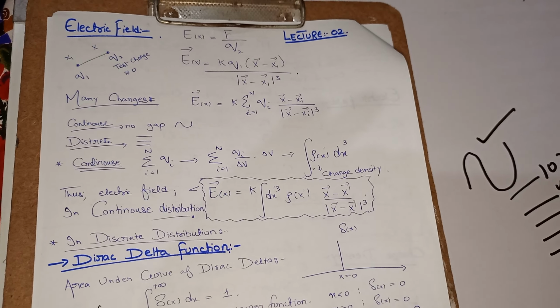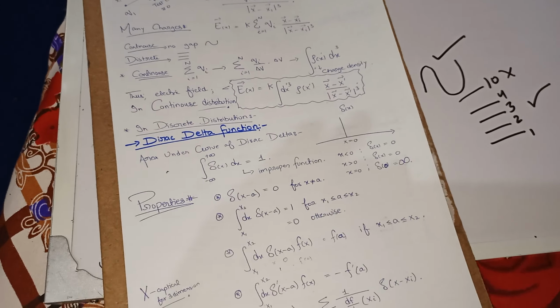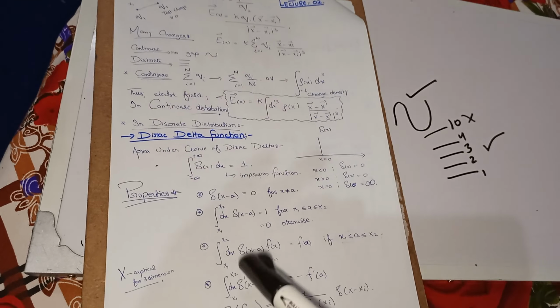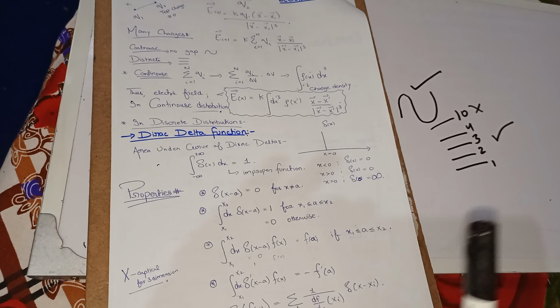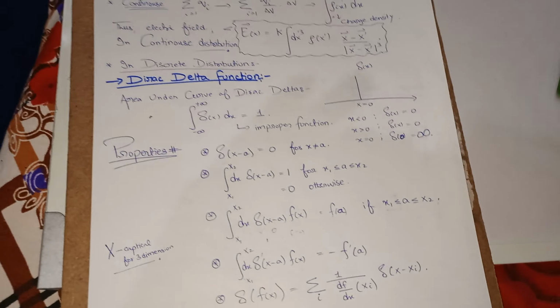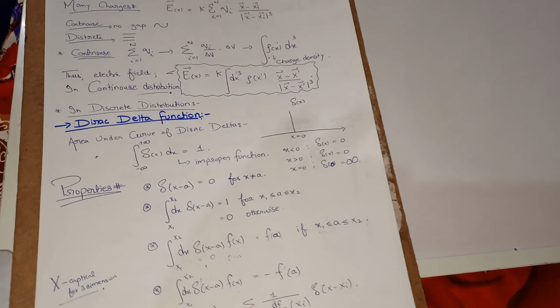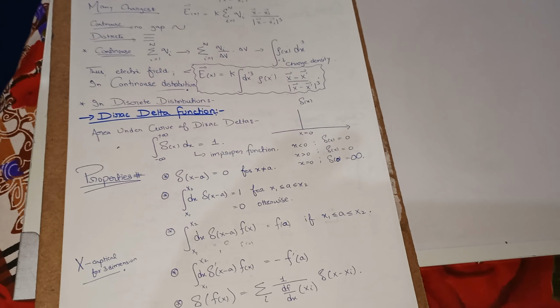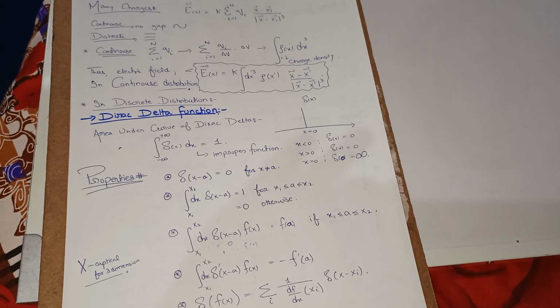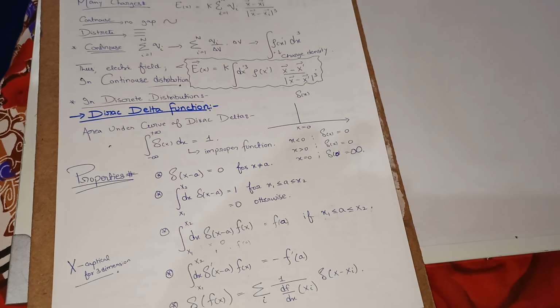Okay, let's continue with the case of discrete distribution. For the case of discrete distribution, it is quite difficult. So let us start: electric field in the case of discrete distribution. For this case, we will first have an idea about the Dirac delta function.